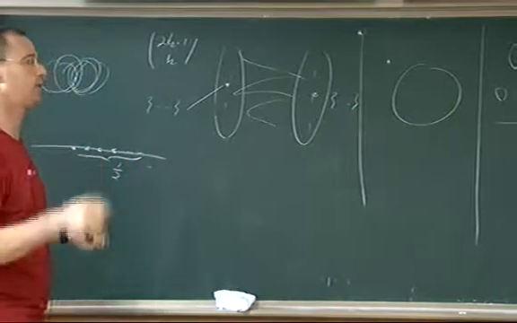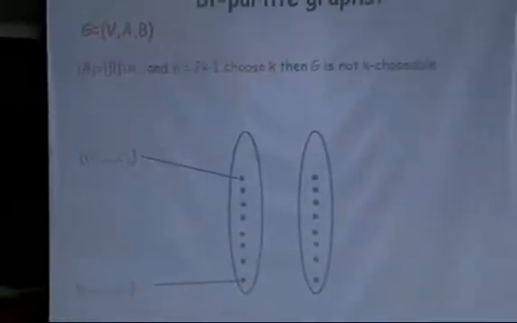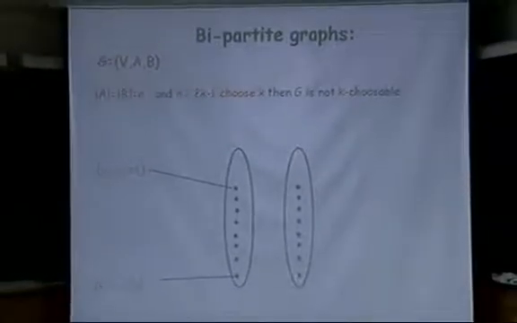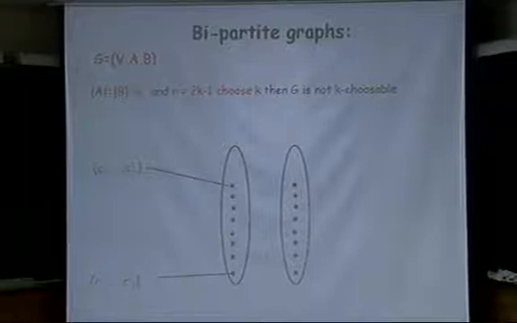Okay, so it shows you already that these could be far apart. In fact, if you write n equals 2k minus 1 choose k, then the choice number is at least something like log n over log log n or something like that, right?